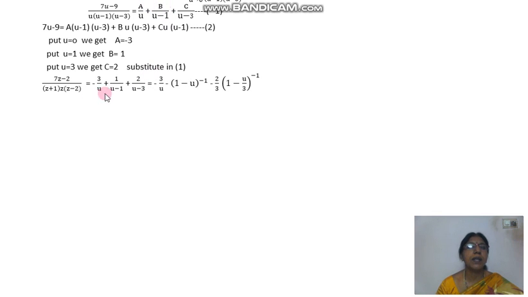Similarly, put u is equal to 1 on both sides. We get B is equal to 1. Put u is equal to 3 on both sides. You get C is equal to 2. Substitute all these values in 1. Now you get this one is equal to these values. Substitute in 1.